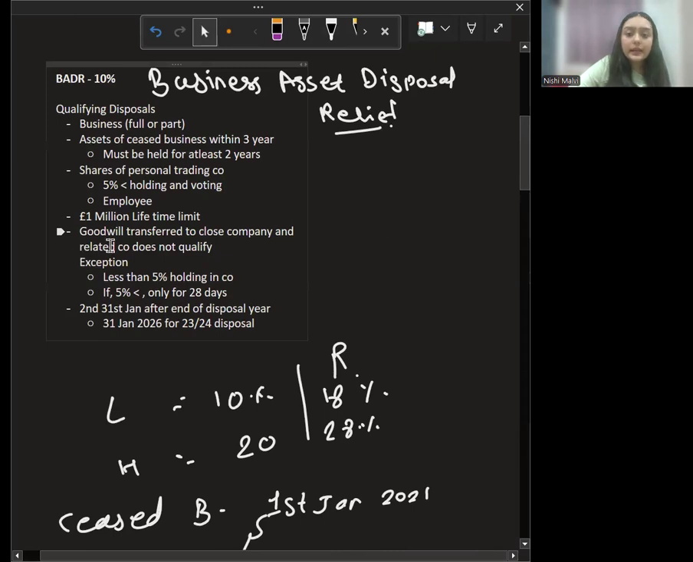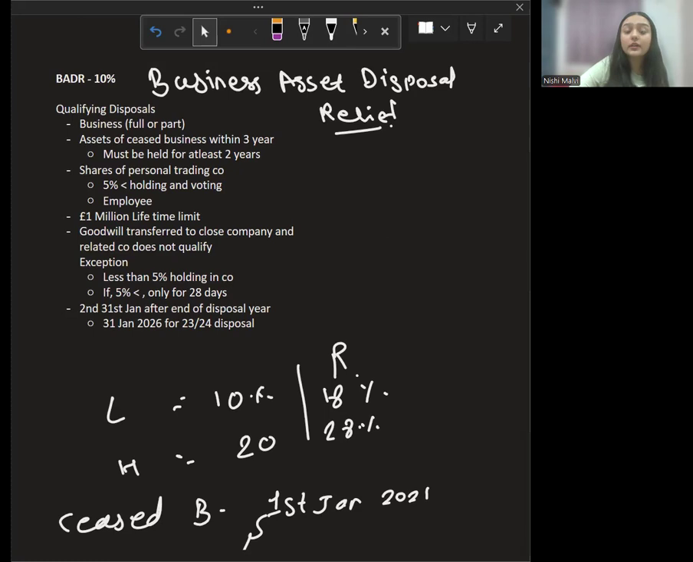All right. Now, there's one more condition for shares, which I forgot to mention: shares should also be held for at least 2 years, then you can sell them.